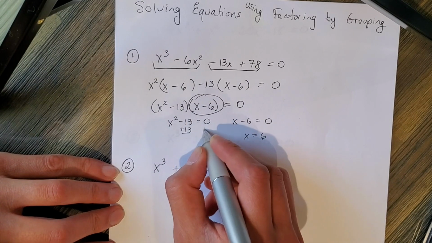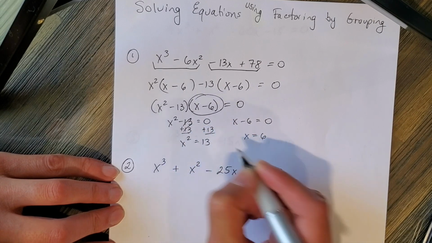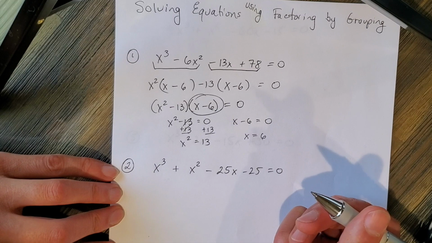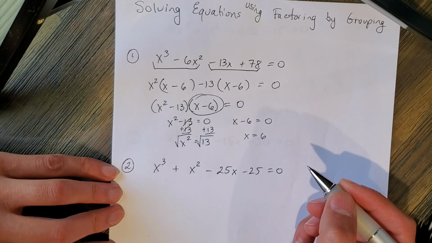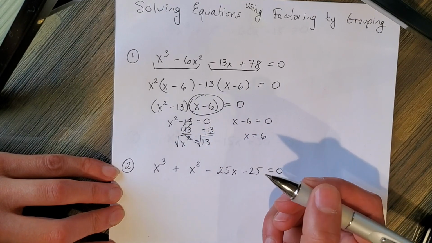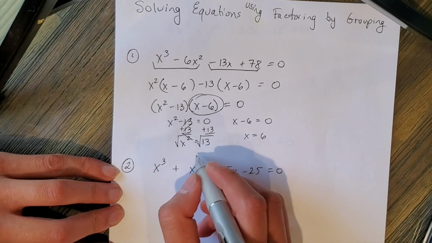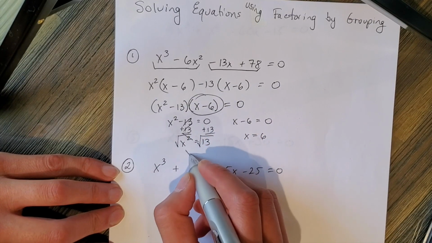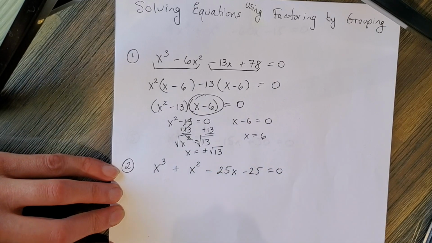Let's add 13 to both sides. So I get x squared equals 13. And then I'm going to go ahead and square root both sides. Okay, the square root cancels out with the x squared, so just with the exponent I should say, and so I'm left with x equals plus or minus the square root of 13.